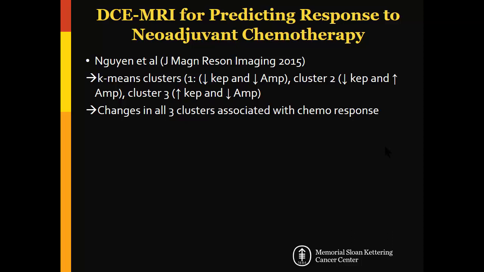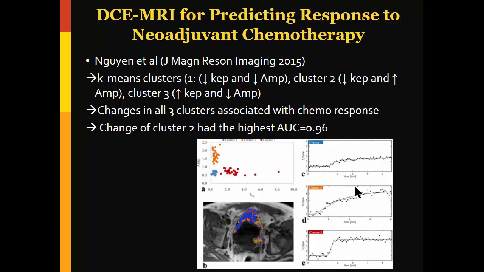It doesn't have to be that the whole tumor behaves in the same way, and there may be a cluster that behaves in a particular way that's going to define how the tumor is going to change and evolve. In this particular case, all 3 clusters that were determined were associated with chemo response. However, one of the clusters, cluster number 2, had the highest area under the curve, 0.96, for predicting the presence of response. This is an example of how they did that.